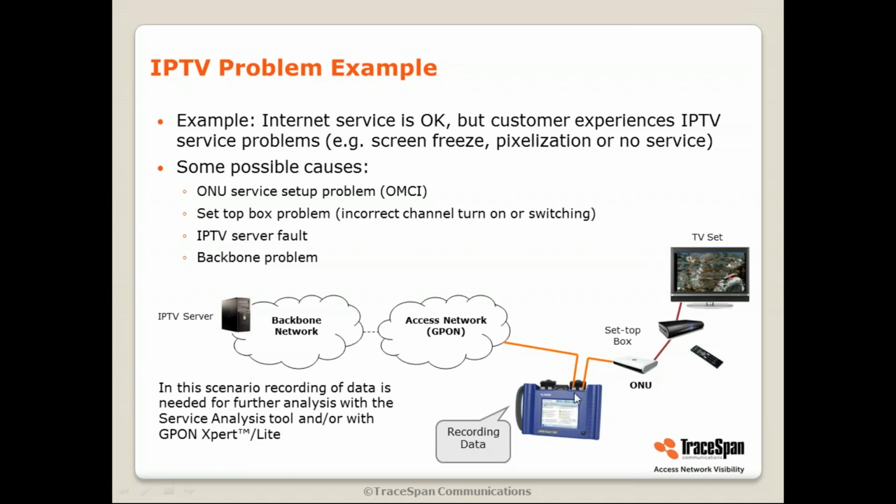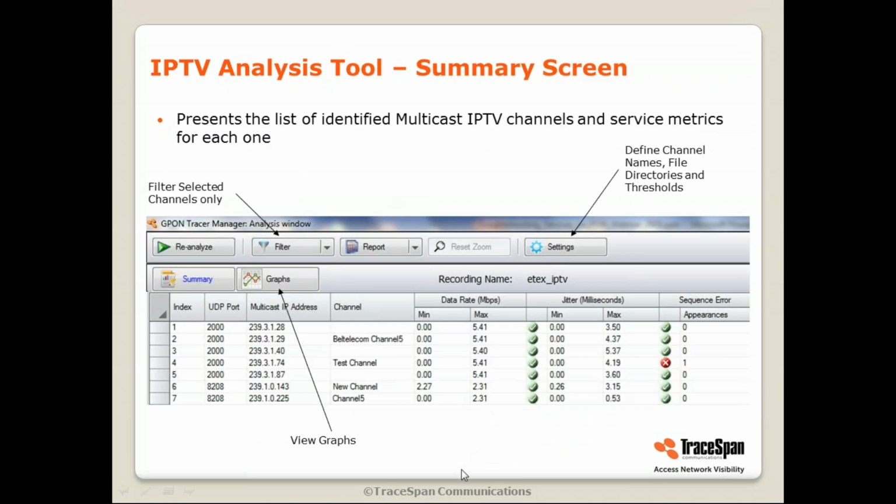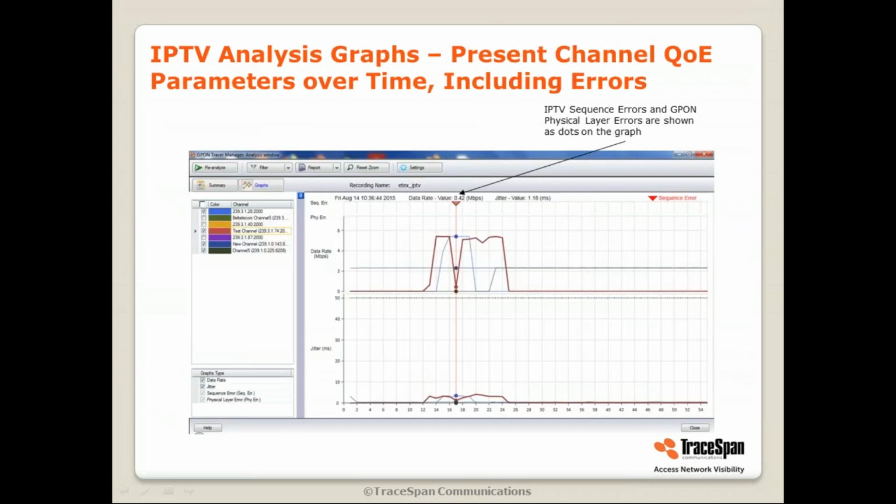The way to troubleshoot this is to record the data here on the PON and then, using an application which we can propose, look at what the IPTV service looks like at this point. And these are some of the indications that you can see. First of all, you have a list of all the channels that were identified. And for each one, you have some metrics. Here you can see what they are: data rate, jitter, errors. You can see in this example that one of the channels had an error. You see this red X.